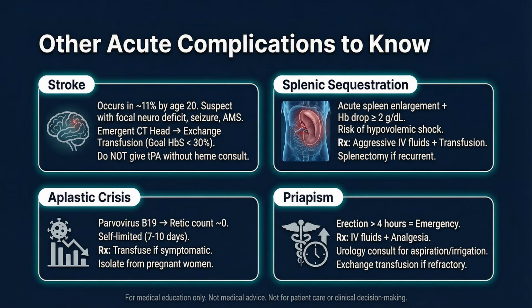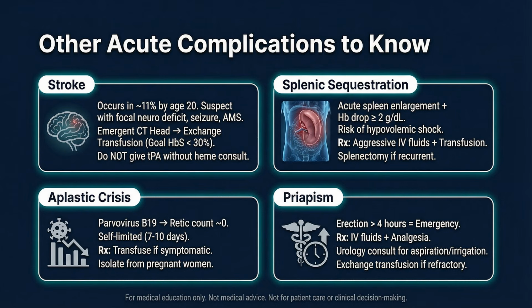Beyond acute chest syndrome, there are several other acute complications you must know. Stroke is a devastating complication. Suspect it with any focal neurologic deficit, seizure, or altered mental status. The immediate response is an emergent computed tomography of the head and an exchange transfusion to get the hemoglobin S below 30%. Splenic sequestration involves an acute drop in hemoglobin as the spleen rapidly enlarges.